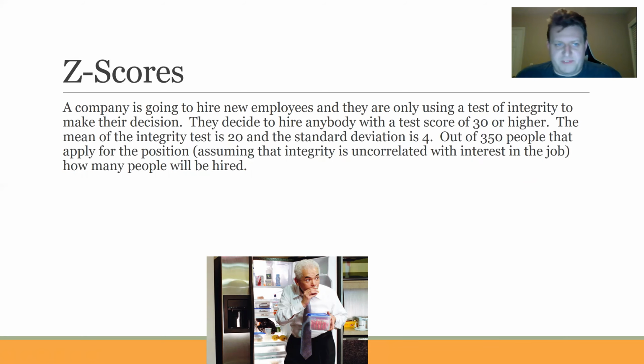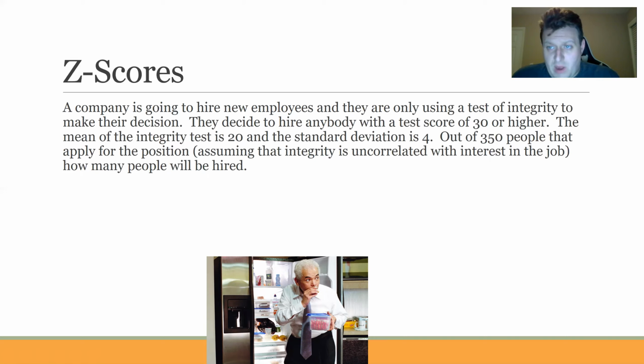A couple more problems. These z-score problems, these normal distribution problems, are going to be important for us. So a company is going to hire employees, and they are only using a test of integrity to make their decision. Some companies have integrity tests. They decide to hire anybody with a test score of 30 or higher. The mean of the integrity test is 20, and the standard deviation is 4. Out of 350 people that apply for the position, and we assume that integrity is uncorrelated with interest in the job, how many people will be hired?